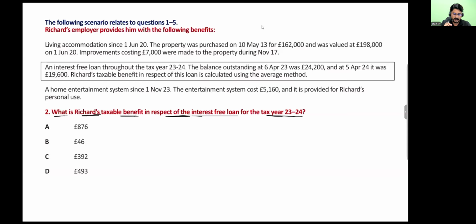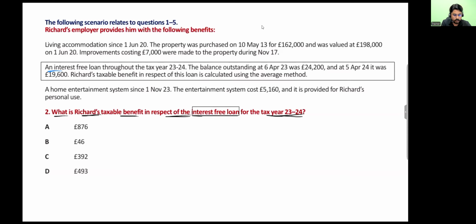In this question, examiner is asking you to calculate the loan benefit. And by the way, loan is interest-free loan, means no repayment is involved. And we have to calculate the loan benefit for the fiscal year 23-24. Let's start reading the second part of the question.